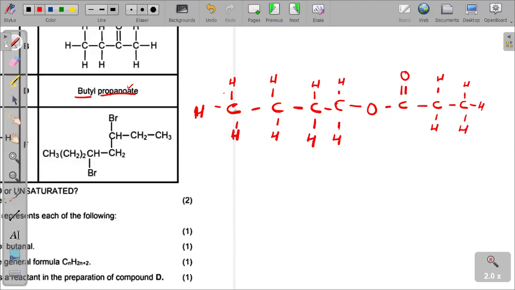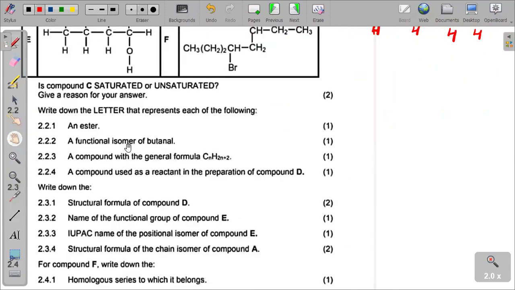Okay, so there it is, knowing that this is our alcohol, our butanol, and this is our carboxylic acid, our propanoic acid, right? So together they have reacted to give us the ester butyl propanoate. Okay, let's go on to the next question.